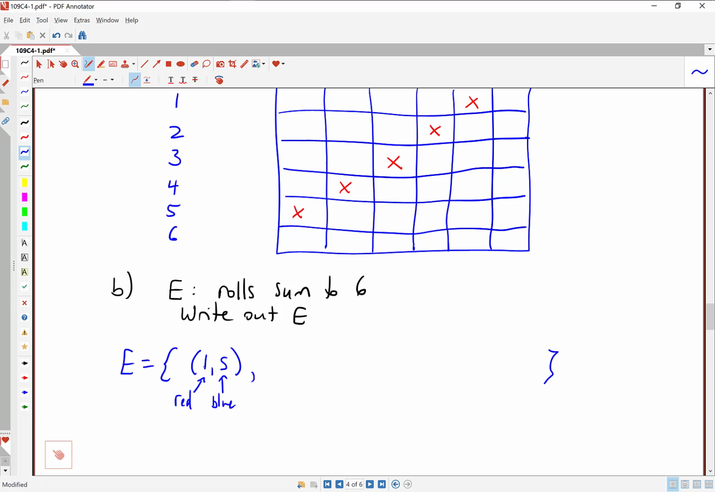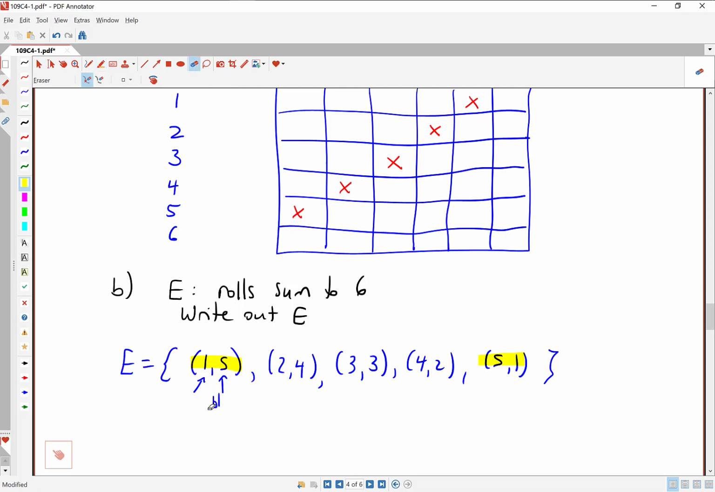So your outcomes could be (1, 5), (2, 4), (3, 3), (4, 2), and (5, 1). And because we've done the labeling here, it's clear that this one means 1 on red and 5 on blue, and this one means 5 on red and 1 on blue.